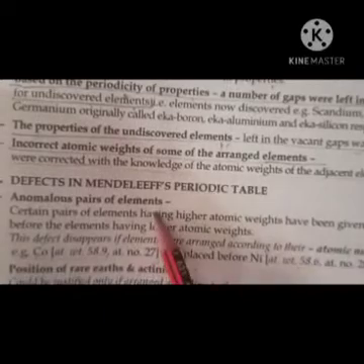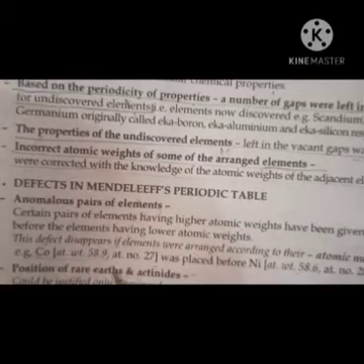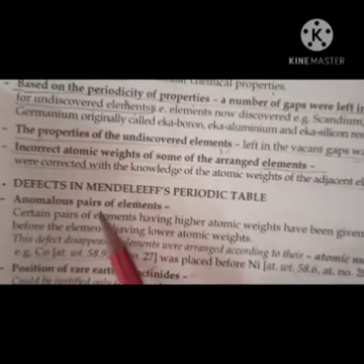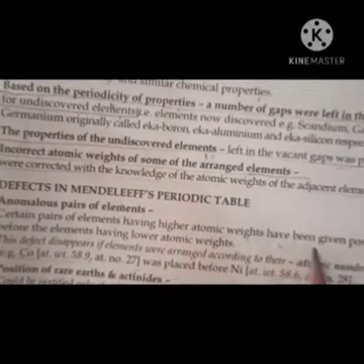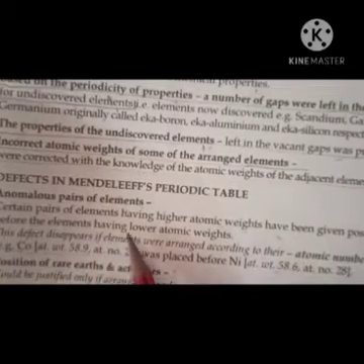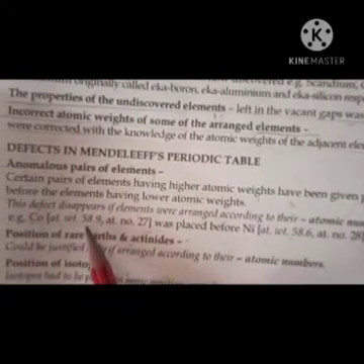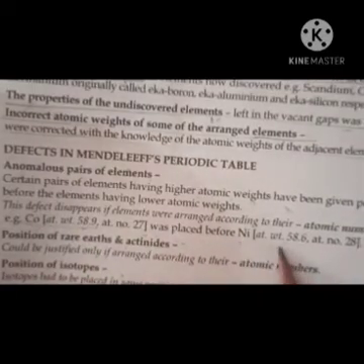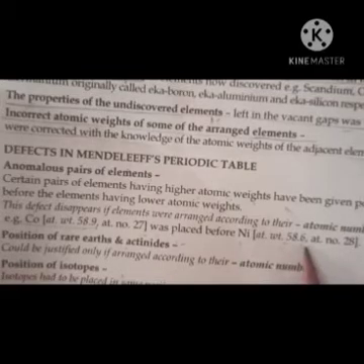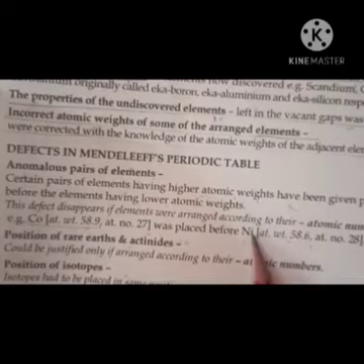And what were the main defects? First is anomalous pairs of elements. Mendeleev arranged the elements in increasing order of their atomic weights, but certain pairs of elements having higher atomic weights were given positions before elements having lower atomic weights. For example, cobalt, with atomic weight 58.9, was placed before nickel, whose atomic weight was 58.6. So these pairs of elements are called anomalous pairs of elements.